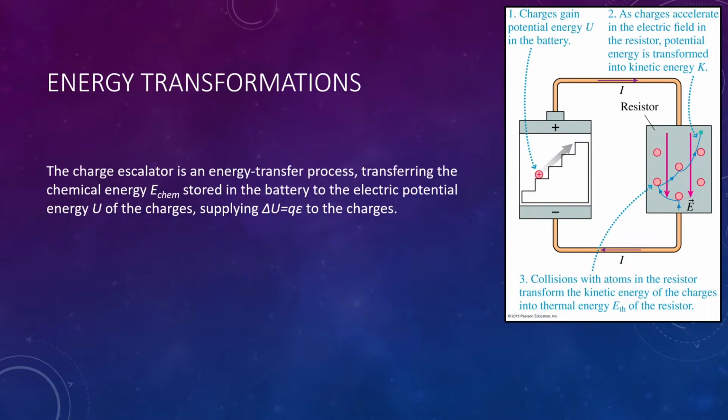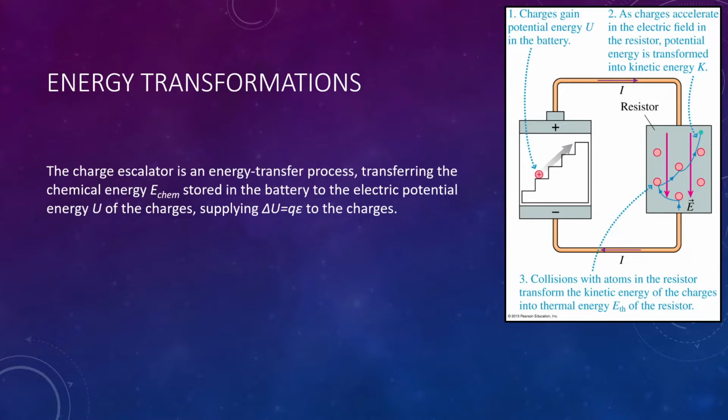At the negative plate, or the negative terminal of the battery, there is no potential and no potential energy. But then the charges are lifted up through the battery to a higher potential. This is supplied by the chemicals and the chemical reactions that are occurring inside of that battery cell. So everything in this process starts as that chemical energy that is stored in the battery. Those chemicals are then used to lift your charges up to a higher electric potential energy. In other words, chemical energy, E chem, is being transformed into electric potential energy, U.